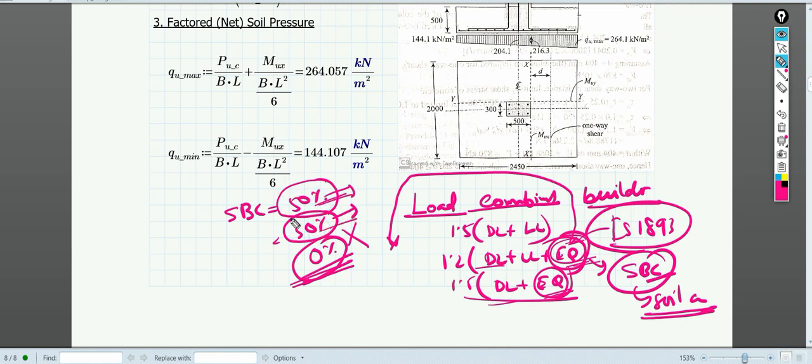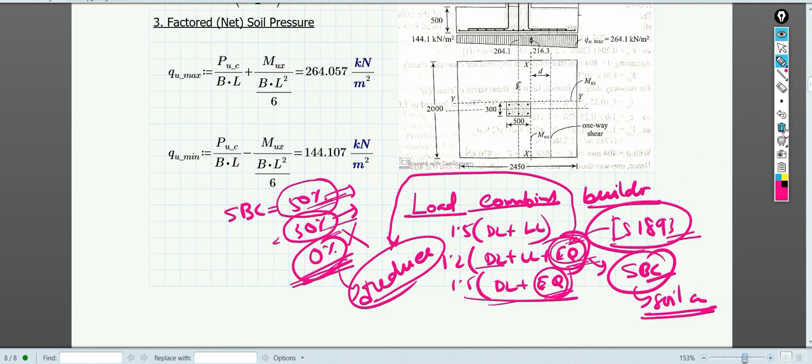I'm not very sure about the values. You should refer to 1893. Depending upon the soil condition, you can increase the safe bearing capacity so that we can reduce the size of the footing by a certain amount.